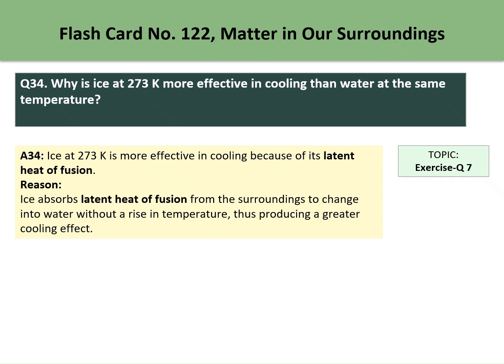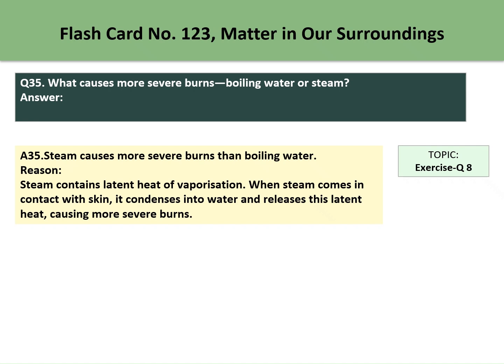Ice at 273 Kelvin is more effective in cooling because of its latent heat of fusion. Ice absorbs latent heat of fusion from surroundings to change into water without a rise in temperature, thus producing a greater cooling effect. Next. What causes more severe burn, boiling water or steam?